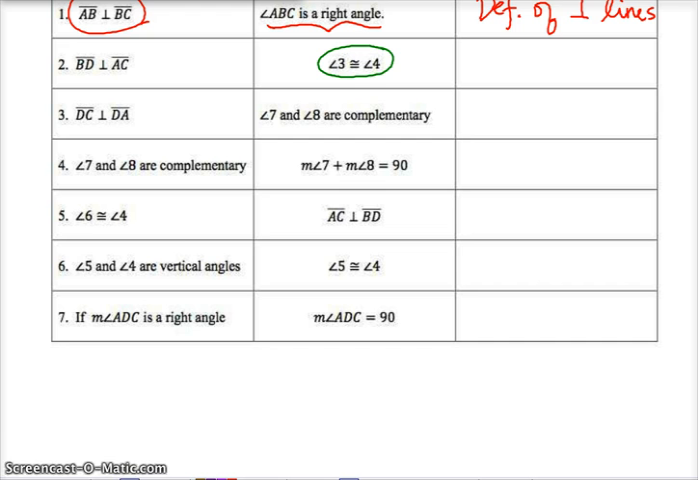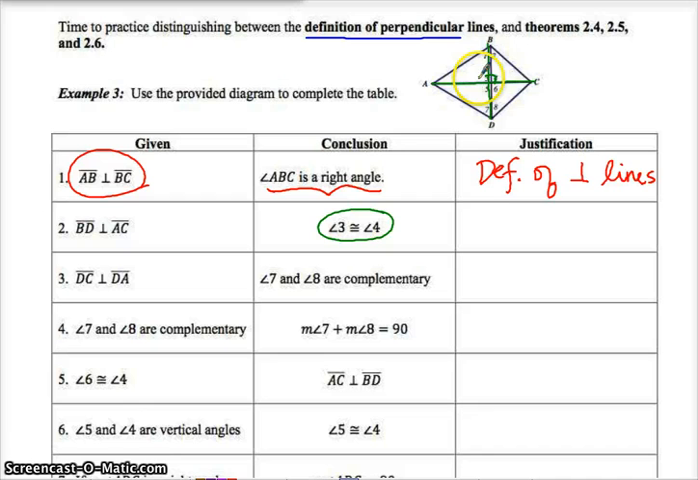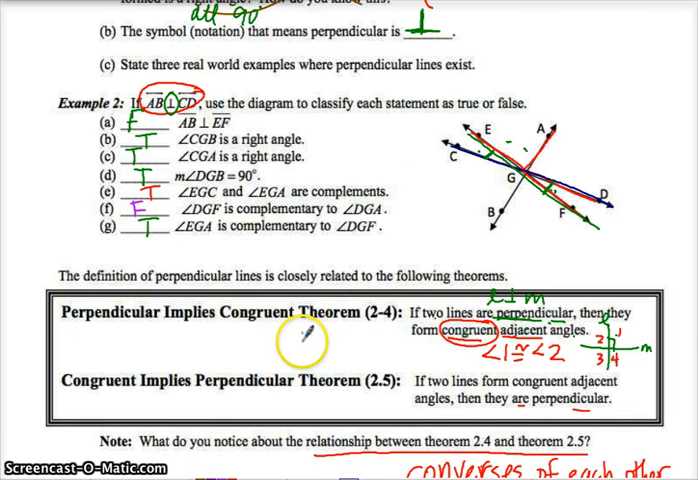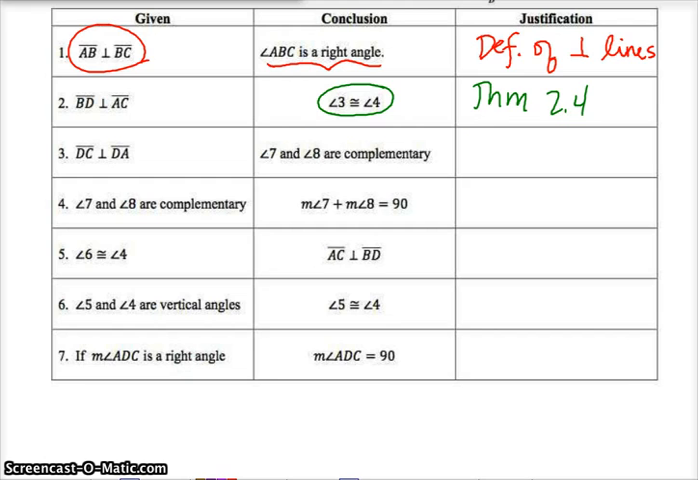Is that what was concluded here? Yes. We have two adjacent angles, 3 and 4, that are congruent to each other. So this, to me, is theorem 2.4. You can write theorem 2.4, or you can write out perpendicular implies congruent theorem. Look at those symbols. Perpendicular, remember the arrow means implies, congruent theorem. Same. You can write either one of these things on the paper.